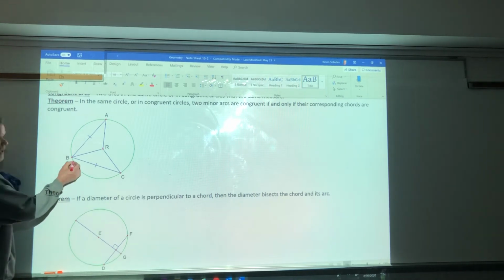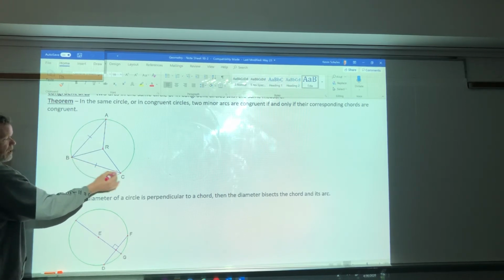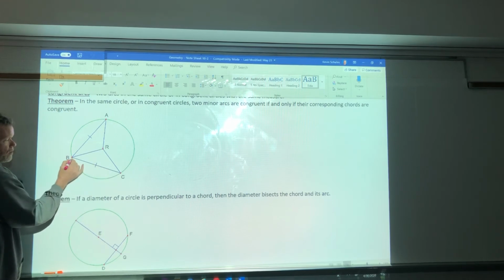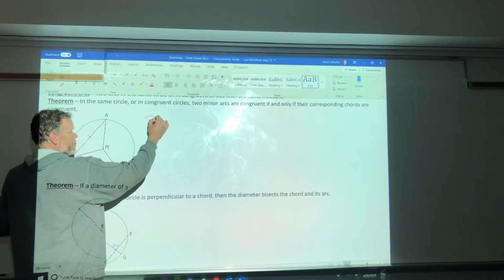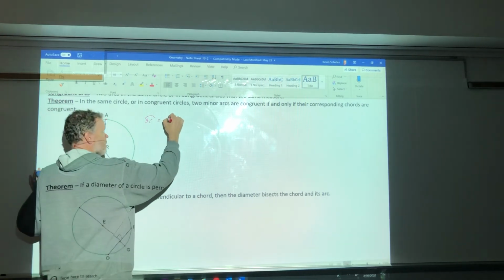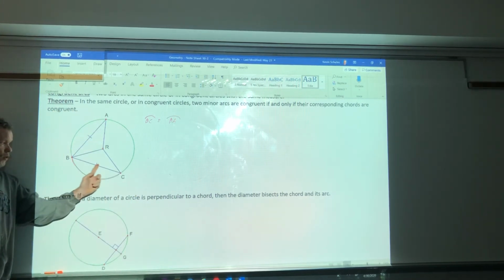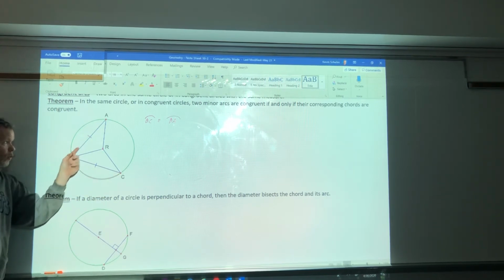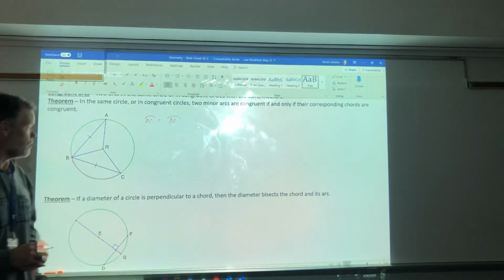So what they're saying here is these two chords, BA and BC, they're congruent. So the two arcs, arc BC, is going to be congruent to arc BA. And the reason why is because the two chords, where the arcs have their endpoints, the two chords, okay, that are facing the arcs are going to be congruent. So the two arcs are congruent. Okay.